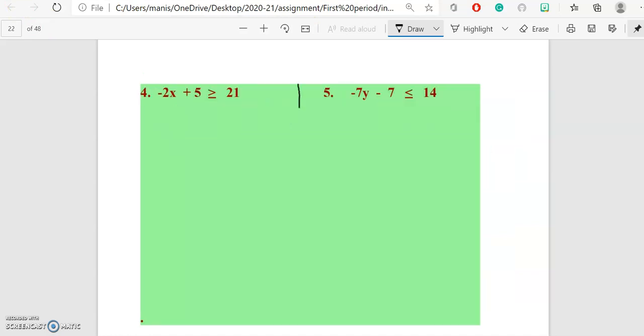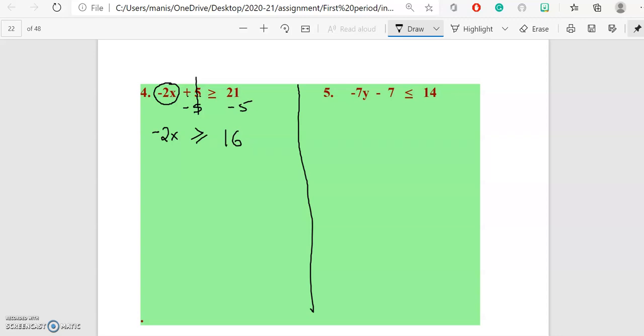Okay, now let's work on this question over here. This says negative 2 times x plus 5 is greater than or equal to 21. I will circle first of all my variable part. So I will get rid of plus 5. So this will give me 0. I will bring this negative 2x over here. And what is 21 minus 5? It will give me 16.